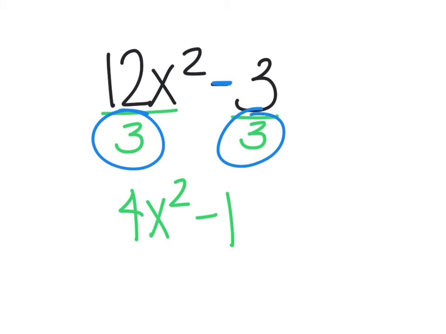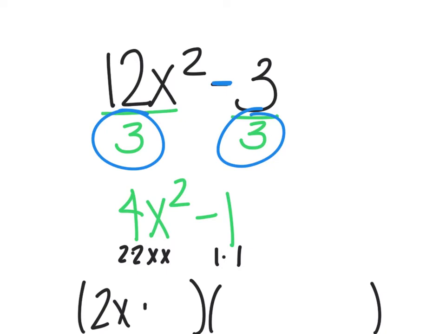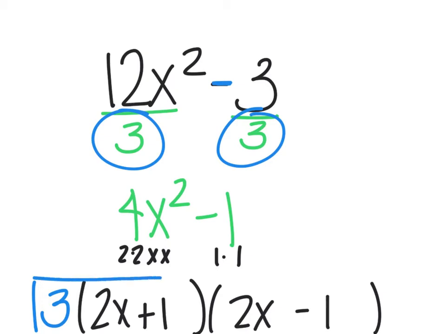So 4x squared minus 1, well, that's 2 times 2 and then x times x. 1 is 1 times 1, so my parentheses become 2x plus 1 and 2x minus 1. Since I had this 3 that I could divide out at the very beginning, that means everything was divisible by 3, I could factor the 3 out. I have to put a 3 in front of my parentheses, so that would be my final answer.